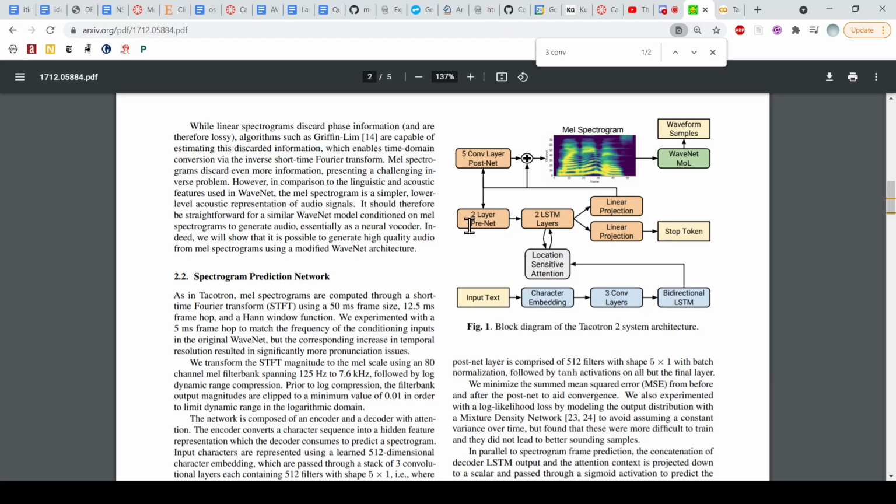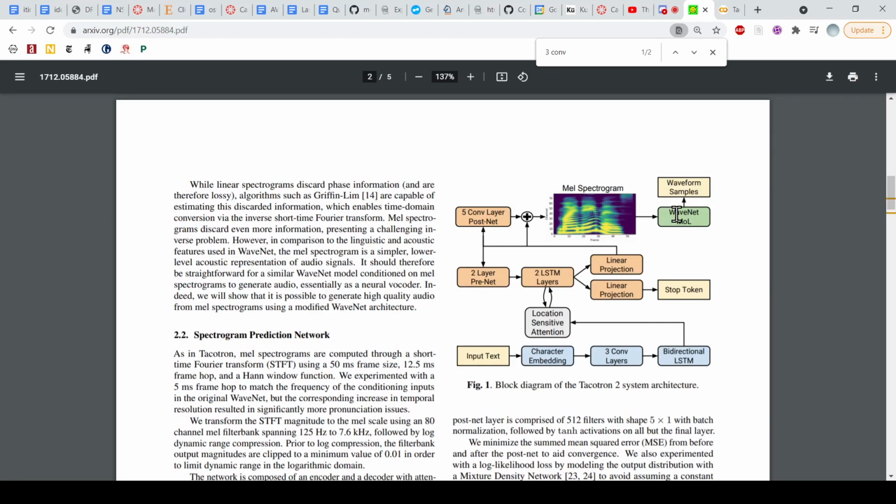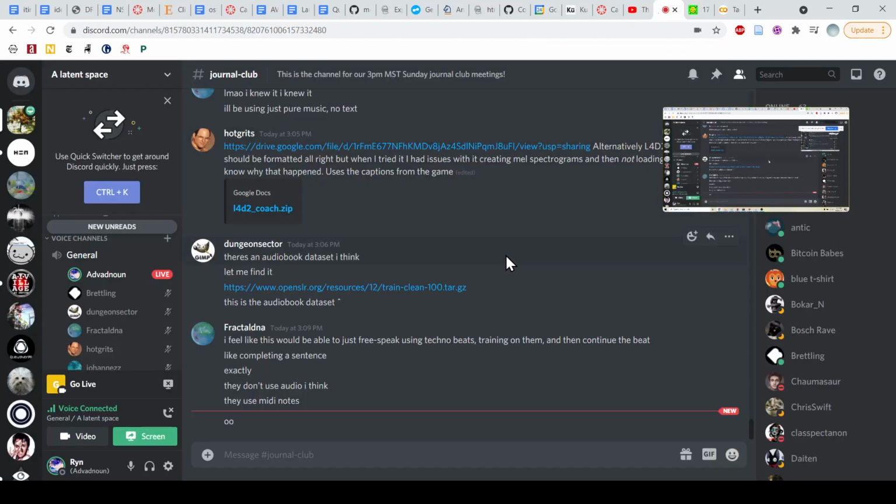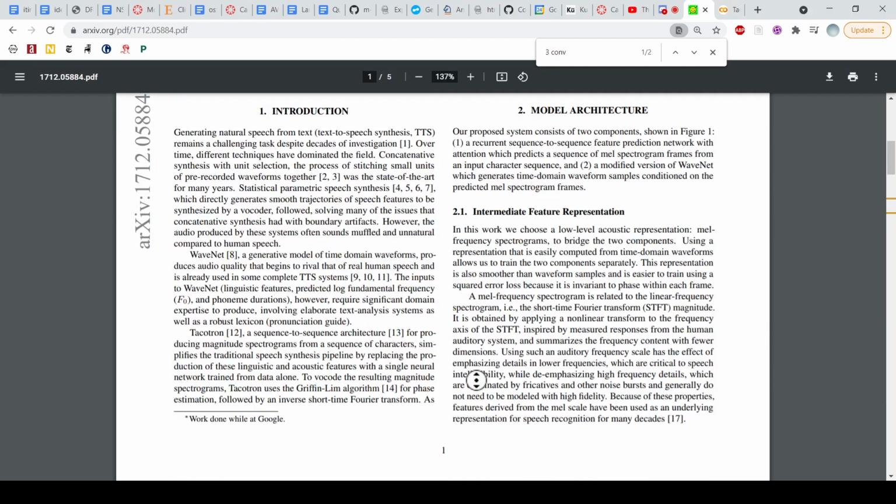Then they have this two-layer prenet. No idea what that is. Linear projections to a stop token or to the spectrogram. Waveform samples, WaveNet MOL. Don't know what MOL is, but we'll find out. And a linear projection, generally that's just like having a feed forward dense linear layer that takes in the input and projects it, makes it bigger or smaller and stuff. Changes the dimensionality, I guess.